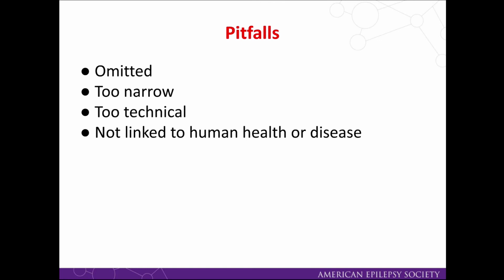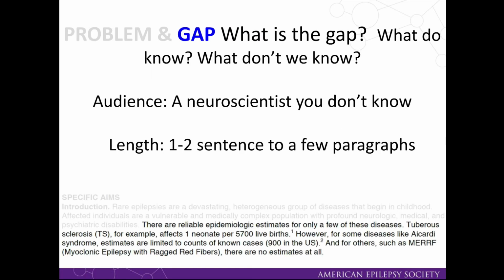The pitfalls: some people just omit this. They kind of just dive right into the science. Sometimes it's too narrow, and you focus on a very, very small issue without putting it in larger context. Sometimes people are too technical, and they start talking about specific genes and how they interact with other genes without laying the stage for why it's important. And then other times it's not linked to human health or disease. If you're submitting to the National Institutes of Health, you have to show why this is related to humans' health.